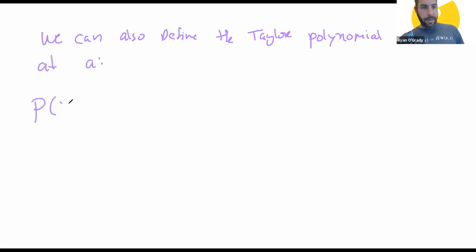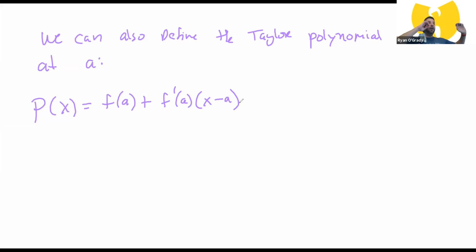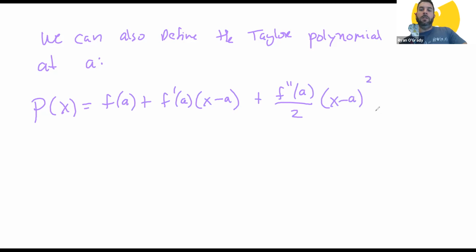So that would be P of x. That would be f evaluated at a plus f prime evaluated at a. Now, here's the subtlety. It's times x minus a. Remember back in algebra class, you can shift a graph left and right by doing things? That's what I'm going to do. I'm going to shift it to a. And then this would be plus the second derivative evaluated at a divided by 2 times x minus a quantity squared. And then, of course, this pattern continues all the way up to the nth derivative over n factorial times x minus a to the nth.